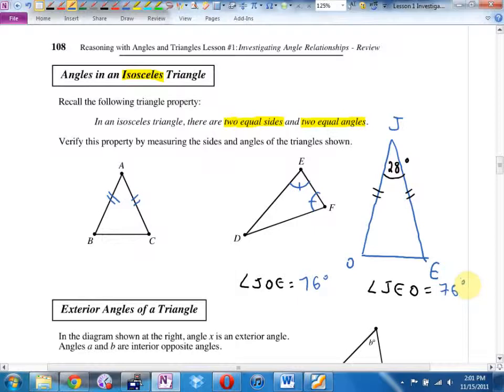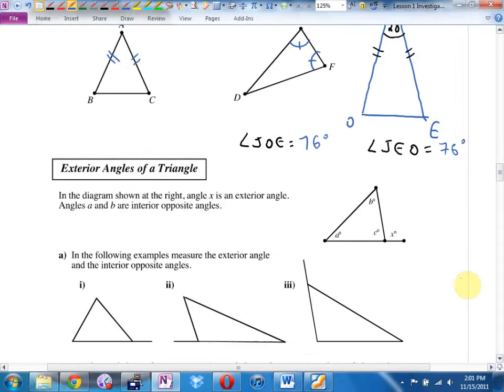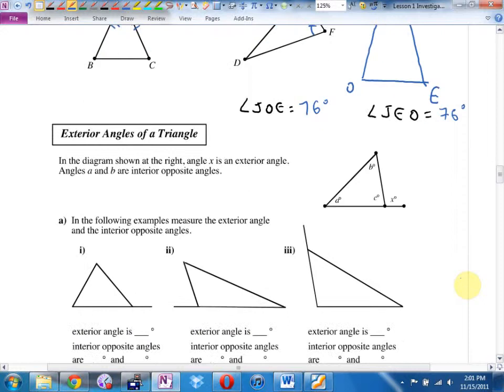This last one here, I think we can figure out. It says exterior sides of a triangle. What it's really saying is this angle and this angle. What do these two form together? A straight line. In fact, what was the fancy word?